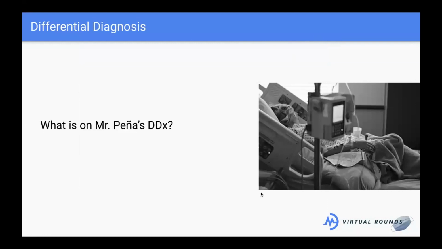So what would you guys put on his differential diagnosis, given everything that we've seen, taking his case as a whole? It's okay to be broad. You can be specific, however you want to do it.